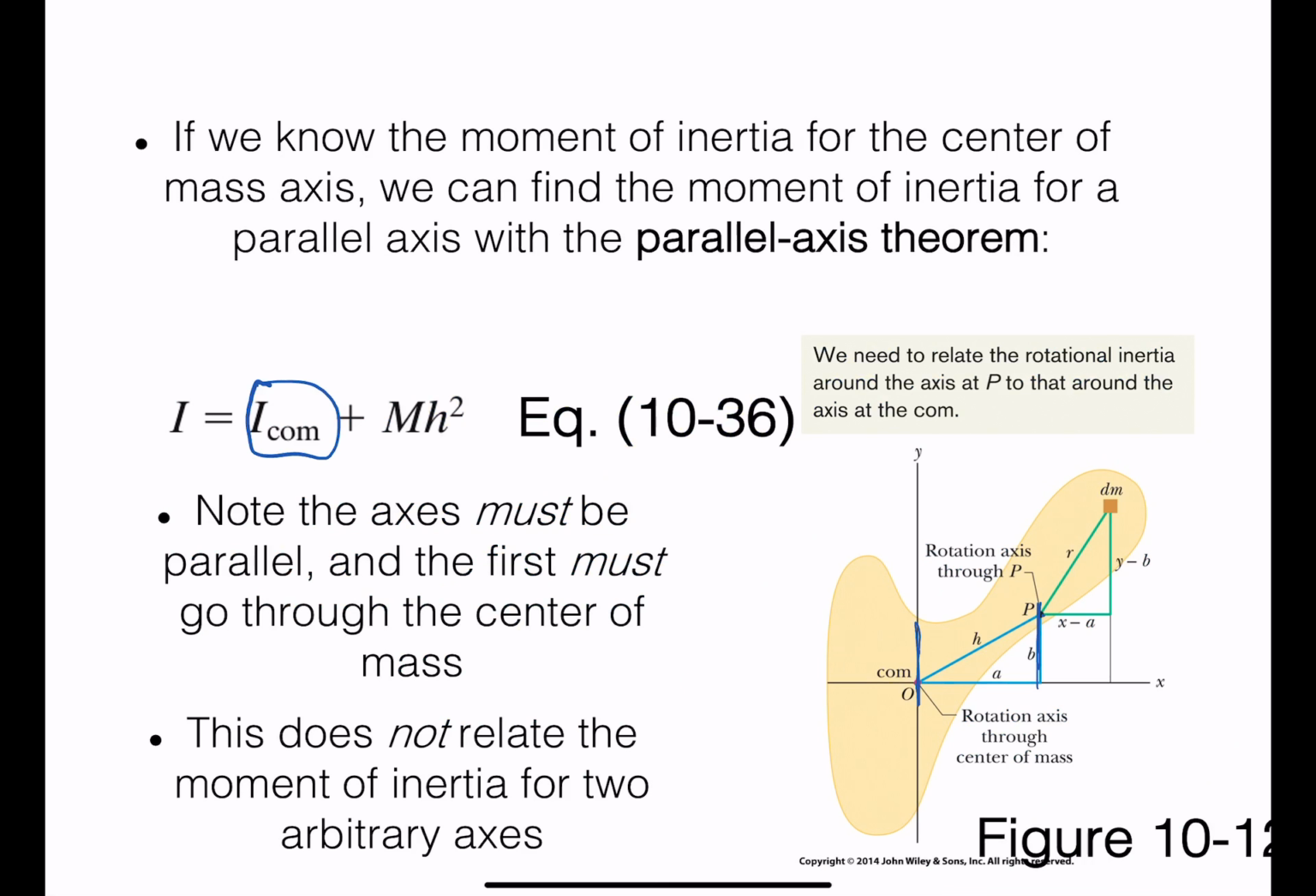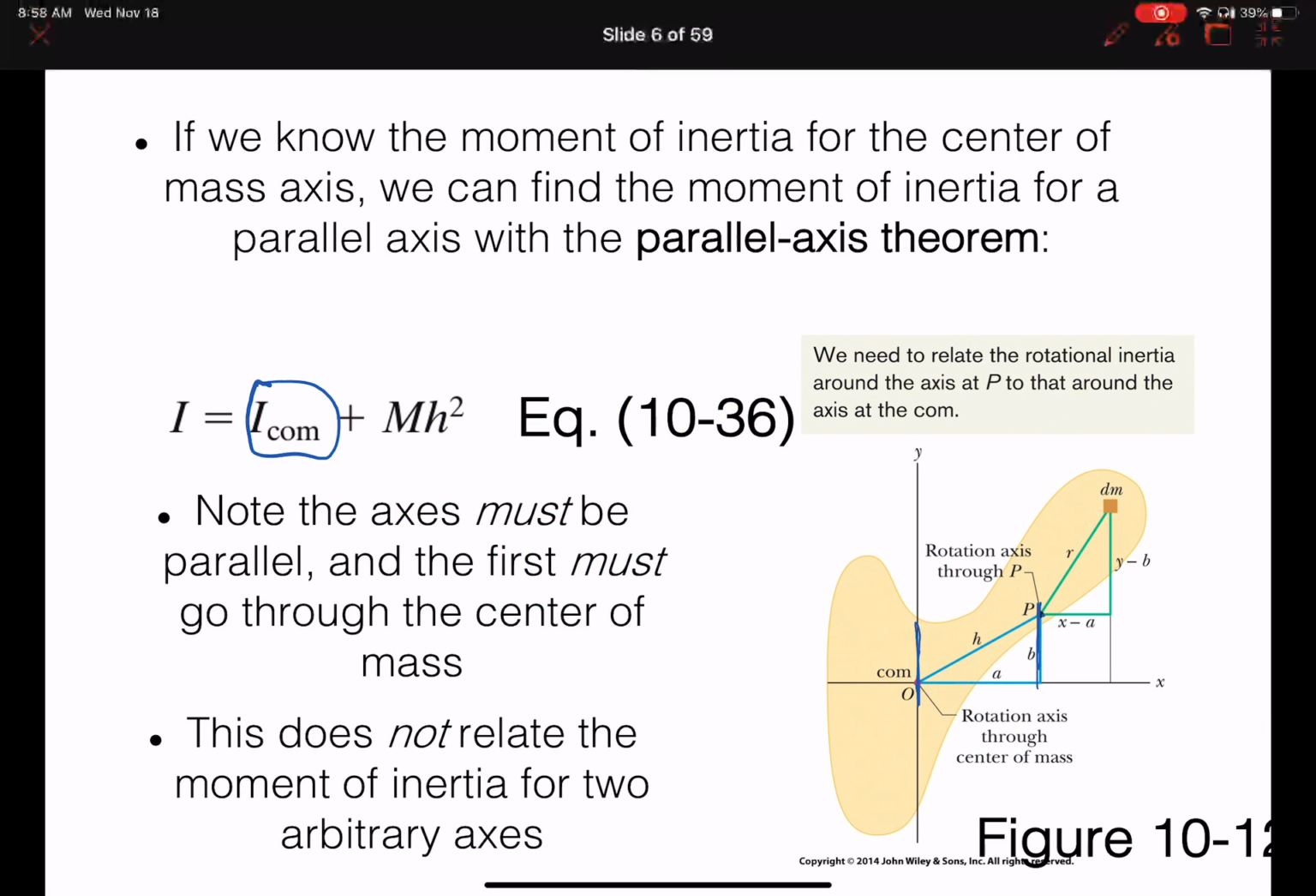If we know the moment of inertia rotating through the center, we can find the moment of inertia if it's rotating through any other point. For that we use the parallel axis theorem. You have to know the inertia about the center of mass, and then you need to know how far away from the center it has been shifted. In this case, we have an object where the center of mass is located at this point.